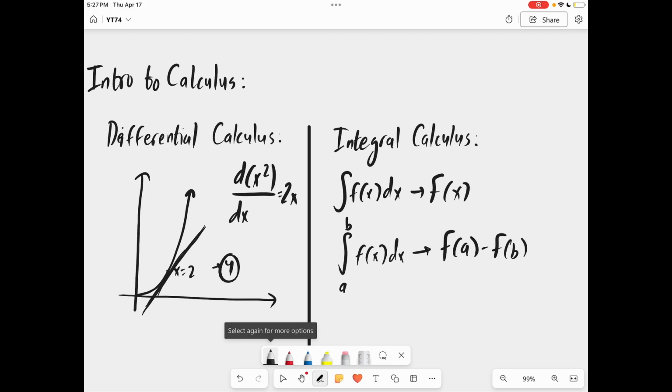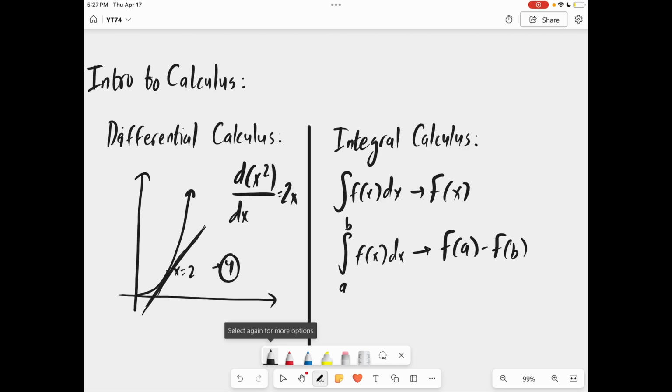Now, of course, there's more types of differentiation, like implicit differentiation. There's different rules, like the power rule, the chain rule, and there's even differentiating a function multiple times over. So, now let's get into integral calculus. Integral calculus is the other half of calculus.